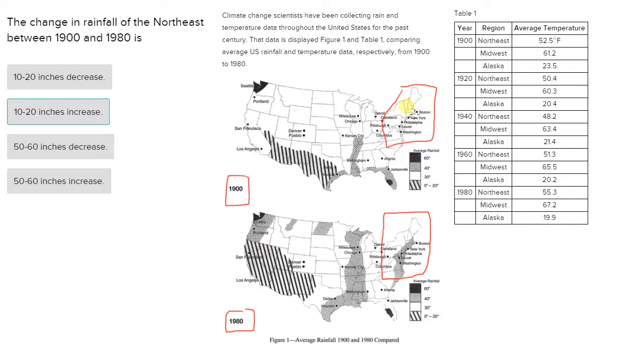So if we look at the Northeast in this diagram, for 1900, we can see that it has the white, which is the 30 inches of rainfall. Then if we look at 1980, we see that it's this little gray speckly thing, which is 40 inches of rainfall. So from 1900 to 1980, we see that in the Northeast, there is a 10 inch increase in rain from 30 inches to 40 inches. So that'll give us our answer here of 10 to 20 inches increase, because it didn't decrease, and because 50 to 60 is way too much, either increase or decrease. So that's our answer.